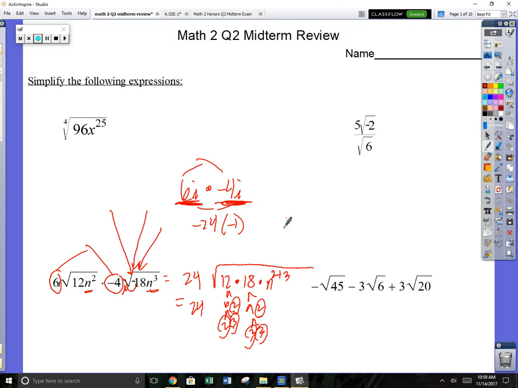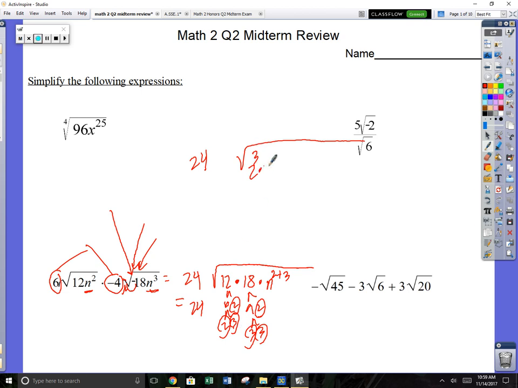So I'm way out of room, so I'm going to come up here. 24 times, I'm going to count up all my 2's from my 12 and my 18, just total them up. 1, 2, 3. So I'm going to have 2 cubed, and my 3's, I have 3 cubed, and my n's, I have 5. And since there's no number here, it's just a regular square root. So it's going to undo powers of 2. So they come out in groups of 2.